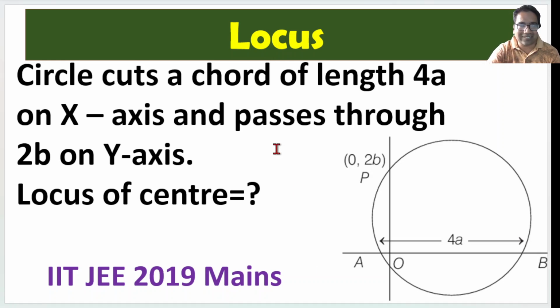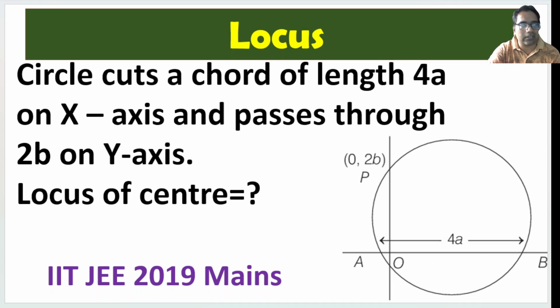Hi friends, here is a beautiful problem that has come in IIT JEE Mains 2019. We are given a circle that cuts a chord of length 4a on the x-axis. Any circle, the length it is making on the x-axis. For example, if these two are the points, the chord length is 4a.